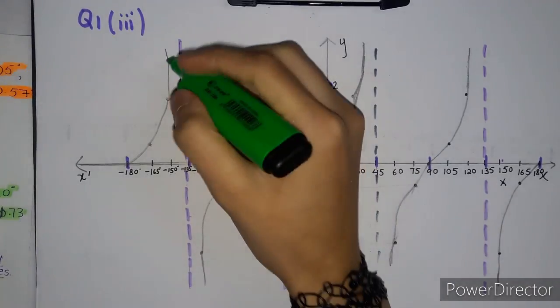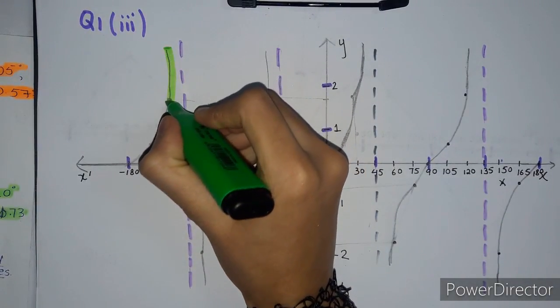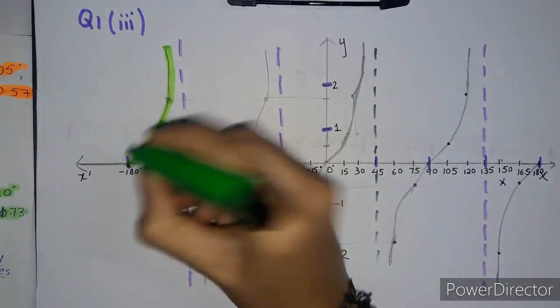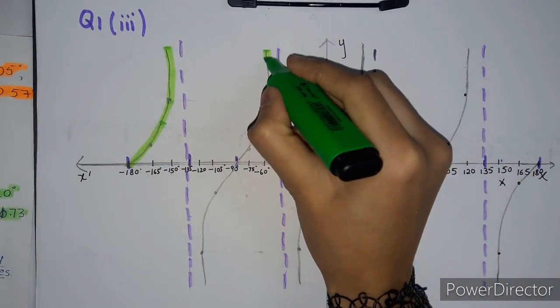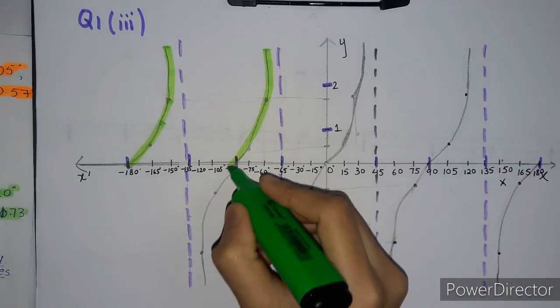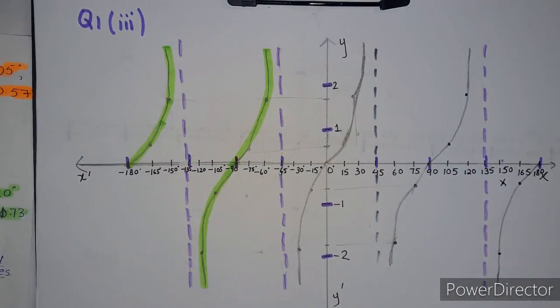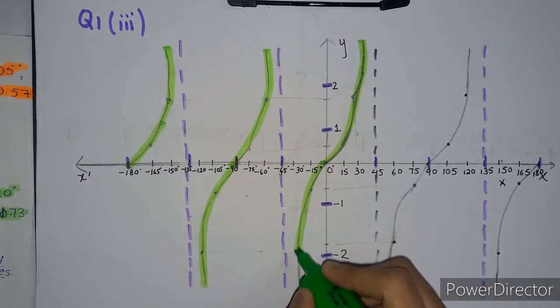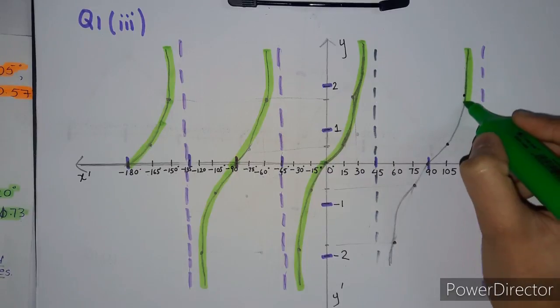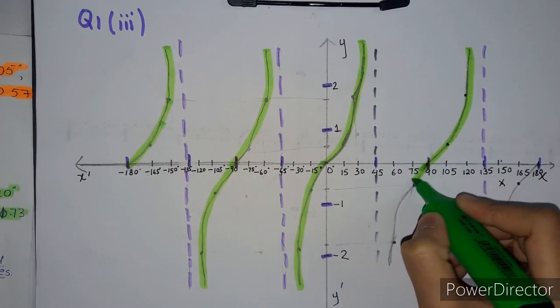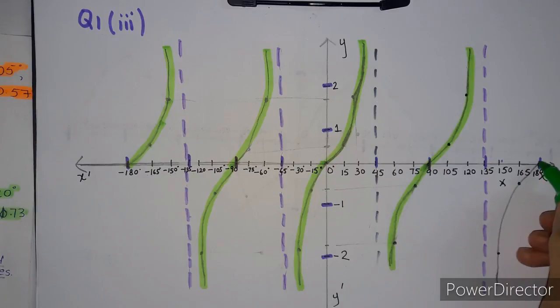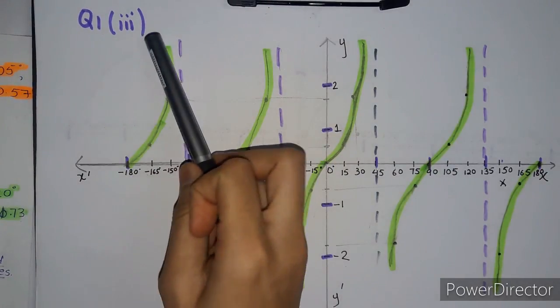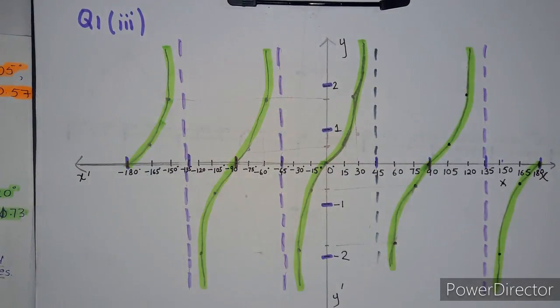Now the highlighter as well, so I am using a highlighter here. Like this you will join it. Then this one like this, then this way, then this one like this and this way, then second last this like this, and then this would be like this. So this is the graph of question number 1 part 3. Now moving towards question number 1 part 6.